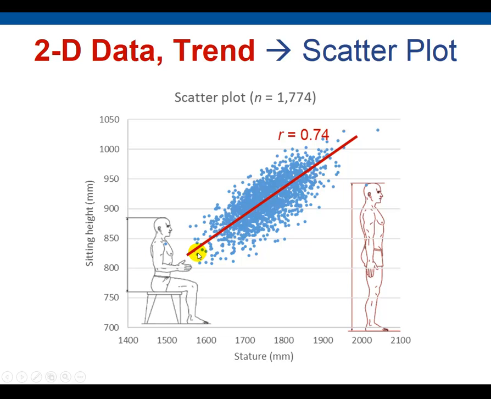Okay? And we can assume that if the stature increases, then sitting height also increases. So there is a high correlation. The correlation coefficient is 0.7. If it is 1, it's very highly correlated. But 0.7 is still very high.